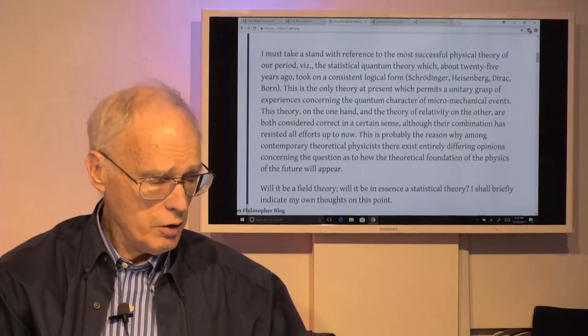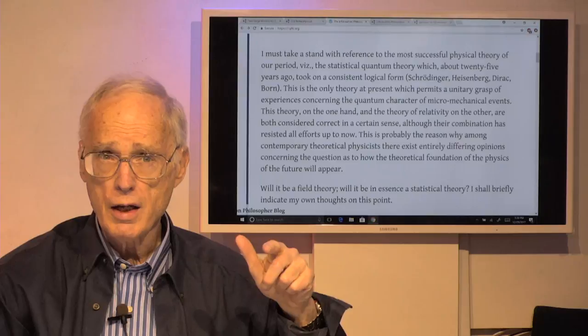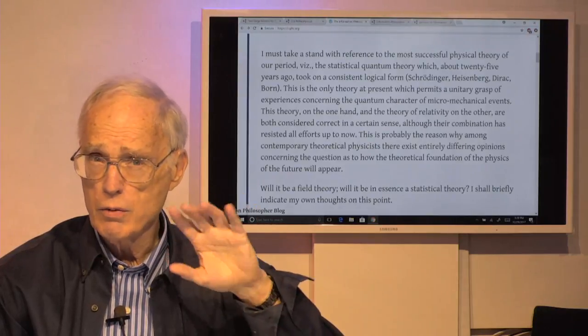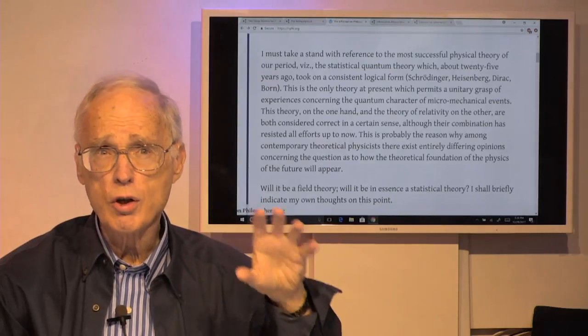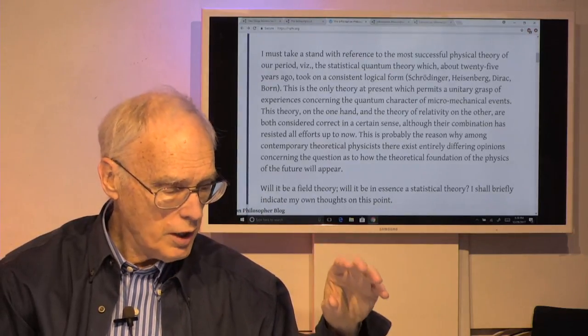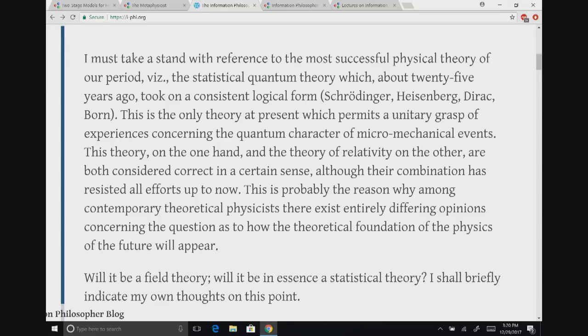And 30 years later, in 1935, he's now saying it looks to him that relativity, which is correct, and this statistical theory of quantum mechanics, which is also correct, seem not to work together very well. And he says, "This is probably the reason why among contemporary theoretical physicists there exist entirely different opinions concerning the question as to how the theoretical foundations of the physics of the future will appear."